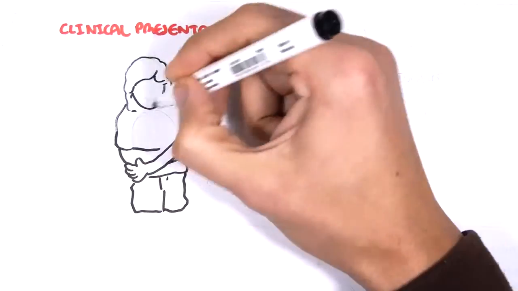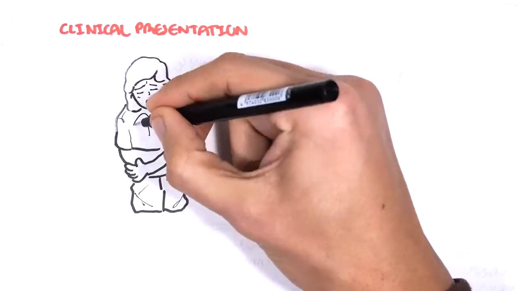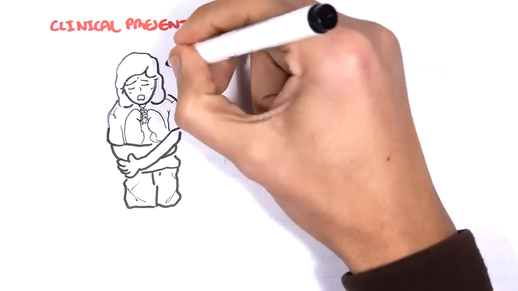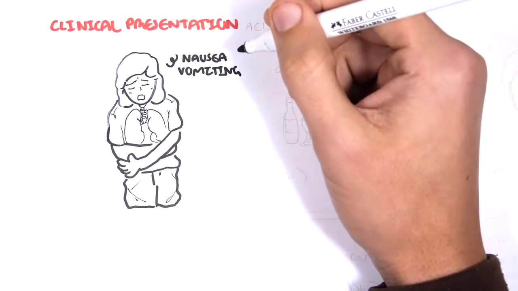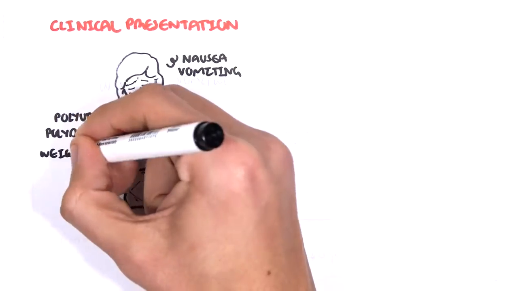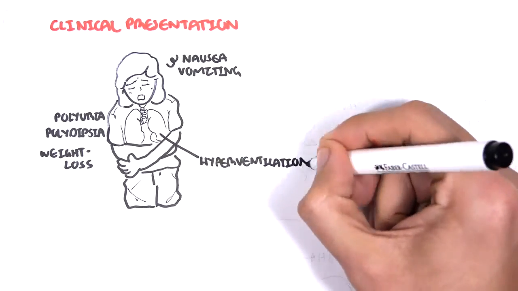As the name suggests, it has to do with acidity. So there's an increase in acidity in the blood, essentially. The signs and symptoms of diabetic ketoacidosis are nausea, vomiting, polyuria, polydipsia, weight loss, and hyperventilation, known as Kussmaul's breathing.